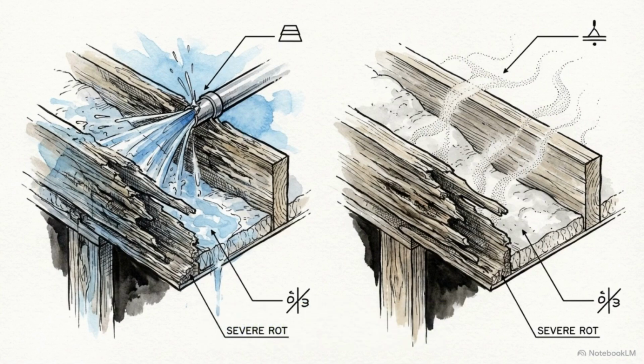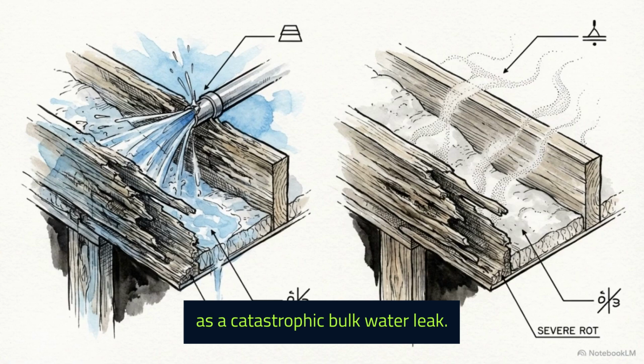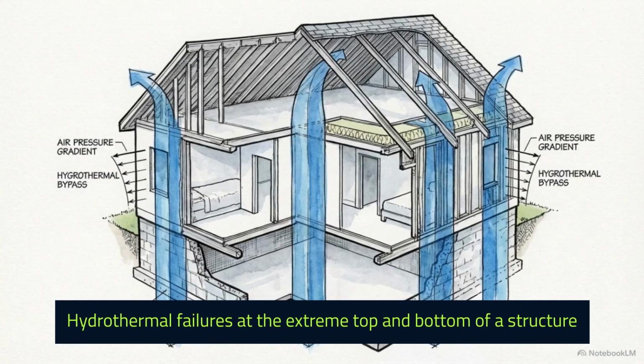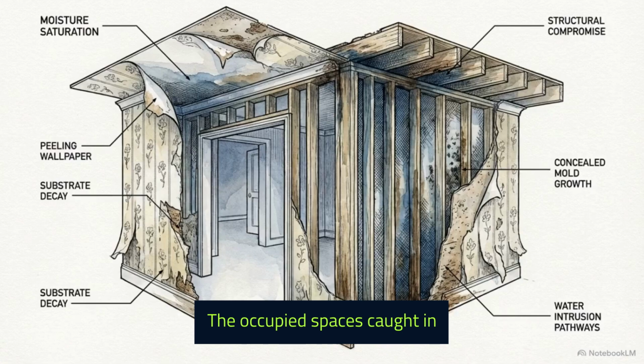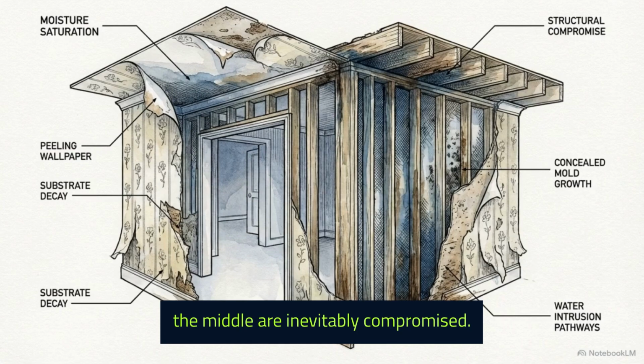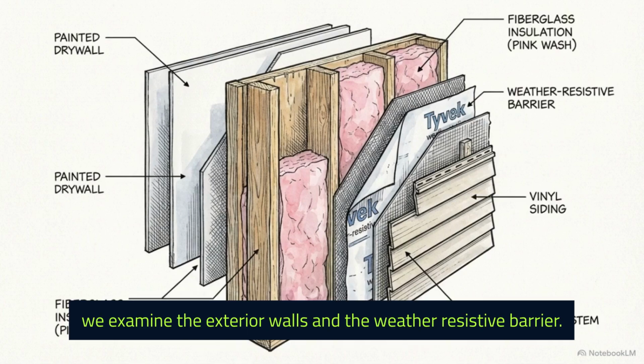Unmanaged moisture causes the exact same degree of structural compromise as a catastrophic bulk water leak. Hygrothermal failures at the extreme top and bottom of a structure create vertical moisture corridors. The occupied spaces caught in the middle are inevitably compromised. Moving into the interior space, we examine the exterior walls and the weather-resistive barrier.